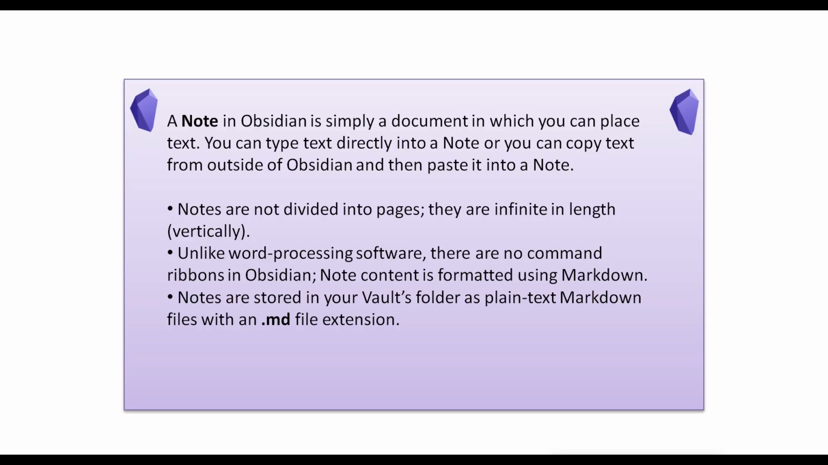If you do paste text that was copied outside of Obsidian, then some basic formatting will likely be preserved. For example, italics, bold, bullet lists. But other formatting, such as font styles and colors, will be lost. Notes are not divided into pages in Obsidian. They are infinite in length vertically. And unlike word processing software, there are no command ribbons or menus in Obsidian. Note content is formatted using Markdown, which I will cover later in this video. Notes are stored in your Vault's folder as plain text Markdown files with a file extension of MD.